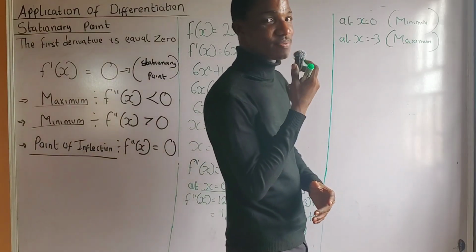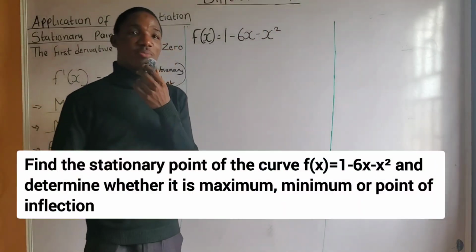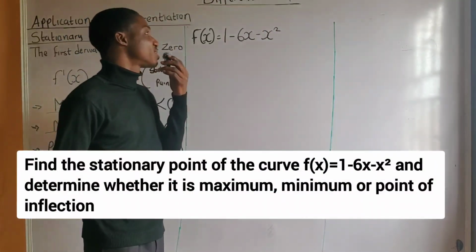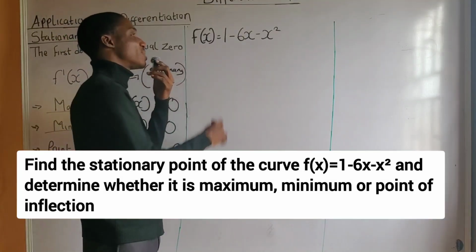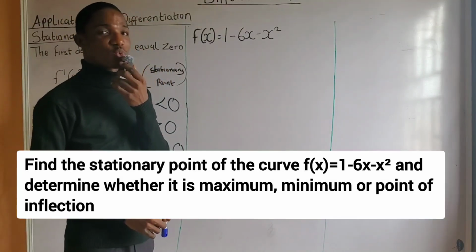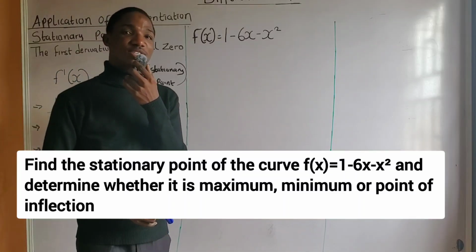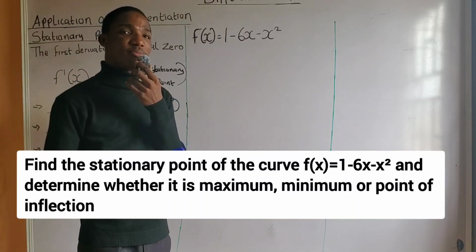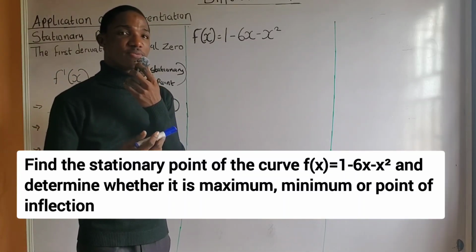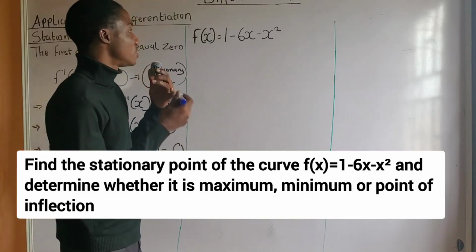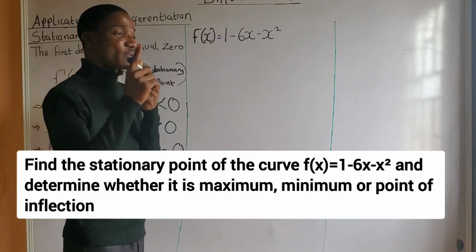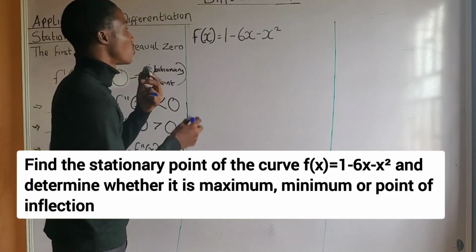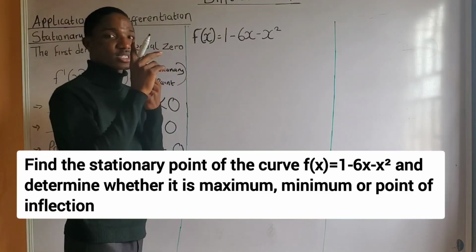Do you understand? Let's consider the question that we have on the board. We are asked to find the stationary point of the function f of x equals 1 minus 6x minus x squared and determine whether the stationary point is maximum, minimum, or point of inflection. Don't forget that I told you at a stationary point, the first derivative of a function is equal to 0. So we have to differentiate this function first.